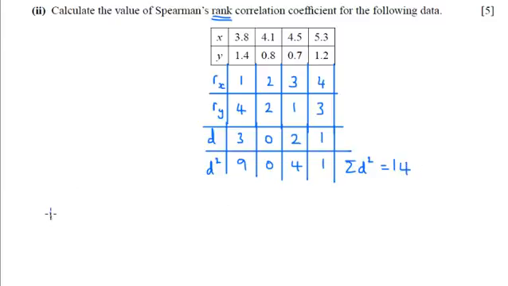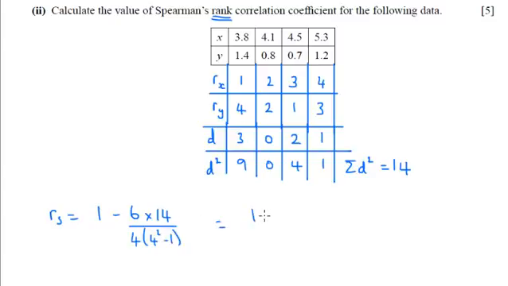We can then use the formula for RS, which you are given in your formula booklets, but should hopefully know by the time you get to the exam because you've used it so often. Is 1 minus 6 lots of sigma d squared over, and it's just the second part that's divided by, not the 1 minus. That's another mistake that people often make. And it's n, which is the number of columns, which is 4, times by the n squared take 1.